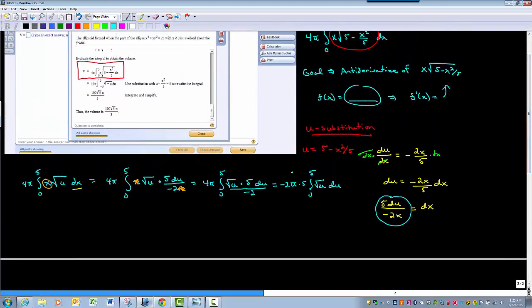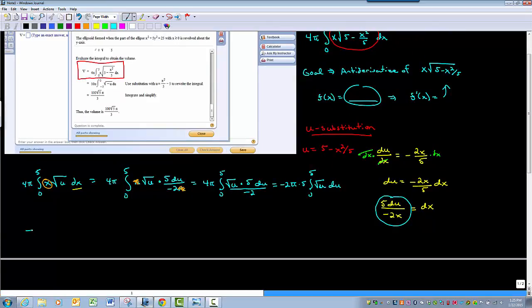Okay, so let's keep going here. 5 times negative 2 is negative 10. Now I know they did their substitution with u being the backward part of this. It doesn't matter which way you do it, at least it shouldn't here. So 0 to 5 of the square root of u du.